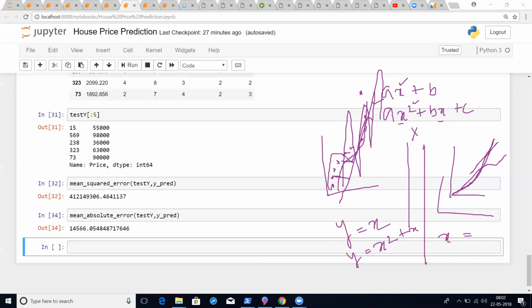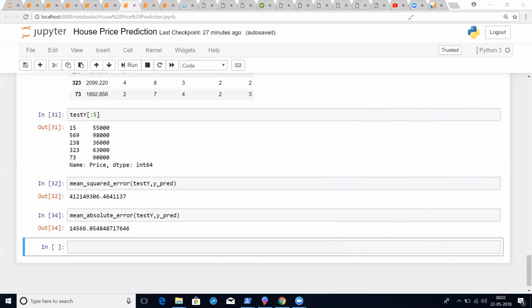Degree 2 polynomial does not mean you will have only one parameter. Like you remember the previous example that I took. We had one column. Can you explain with respect to the straight line how it will become a curve?